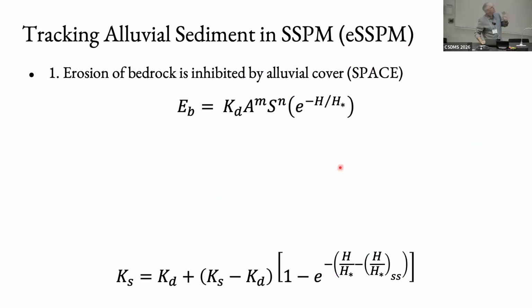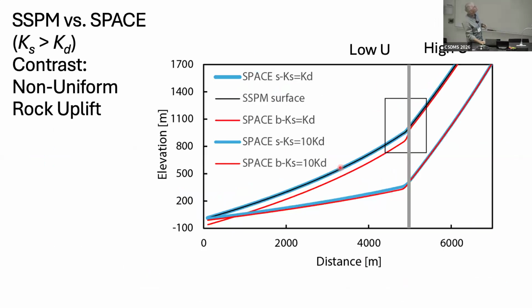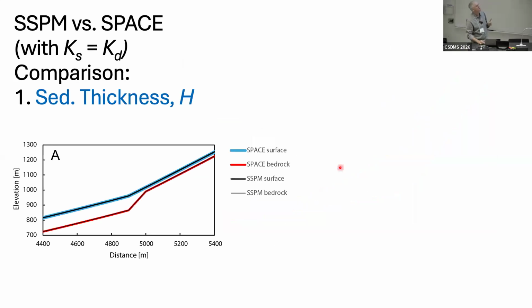So let's just pop forward and we can fix this. It's the same plot I showed you before. Let's zoom in on here, and I'm going to fix all of the other models by adding the ability to track sediment depth. First off, it's just a plot showing you the black lines on top are the shared stream power model, now with an element added to track the sediment thickness, and it matches SPACE exactly where KS and KD are equal to 1. That's my boundary between those two.